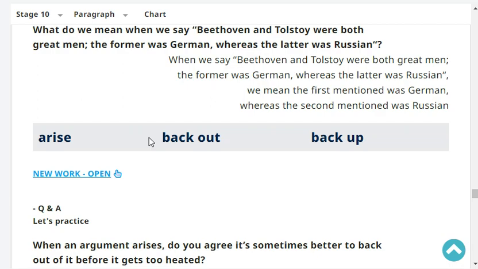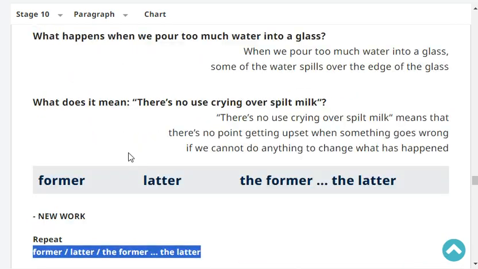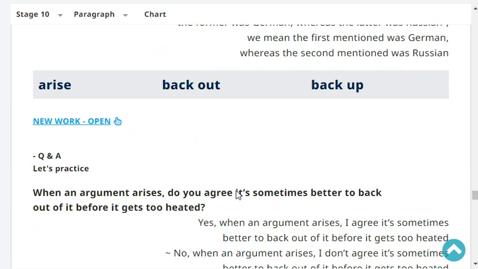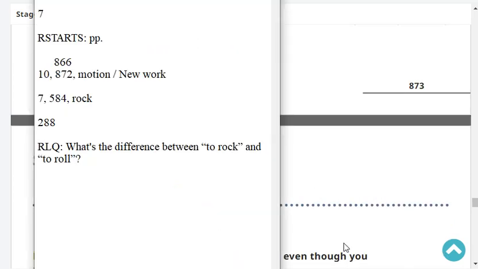Very good. Okay, so now let's move on to our reading. Our reading is at stage 7, page 584. The last headword was rock. Okay, let's start. What's the difference between to rock and to roll?